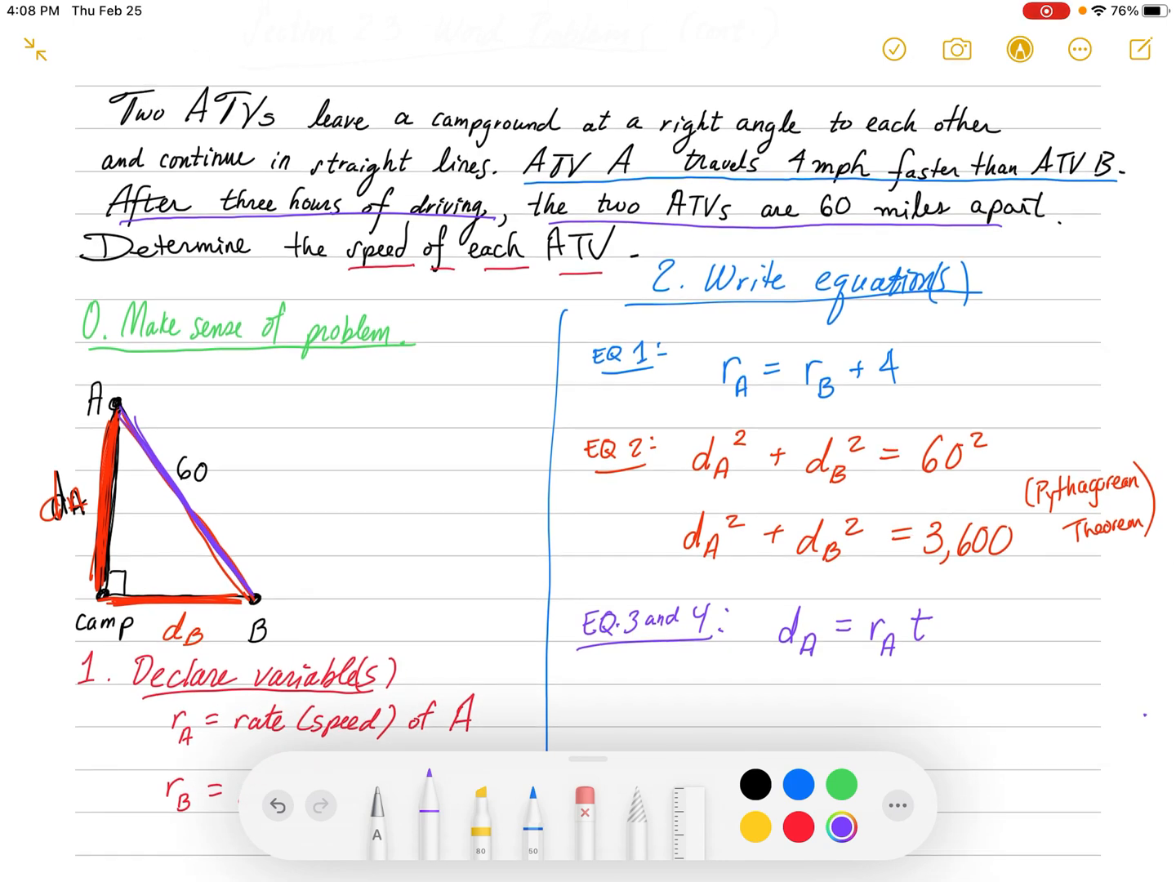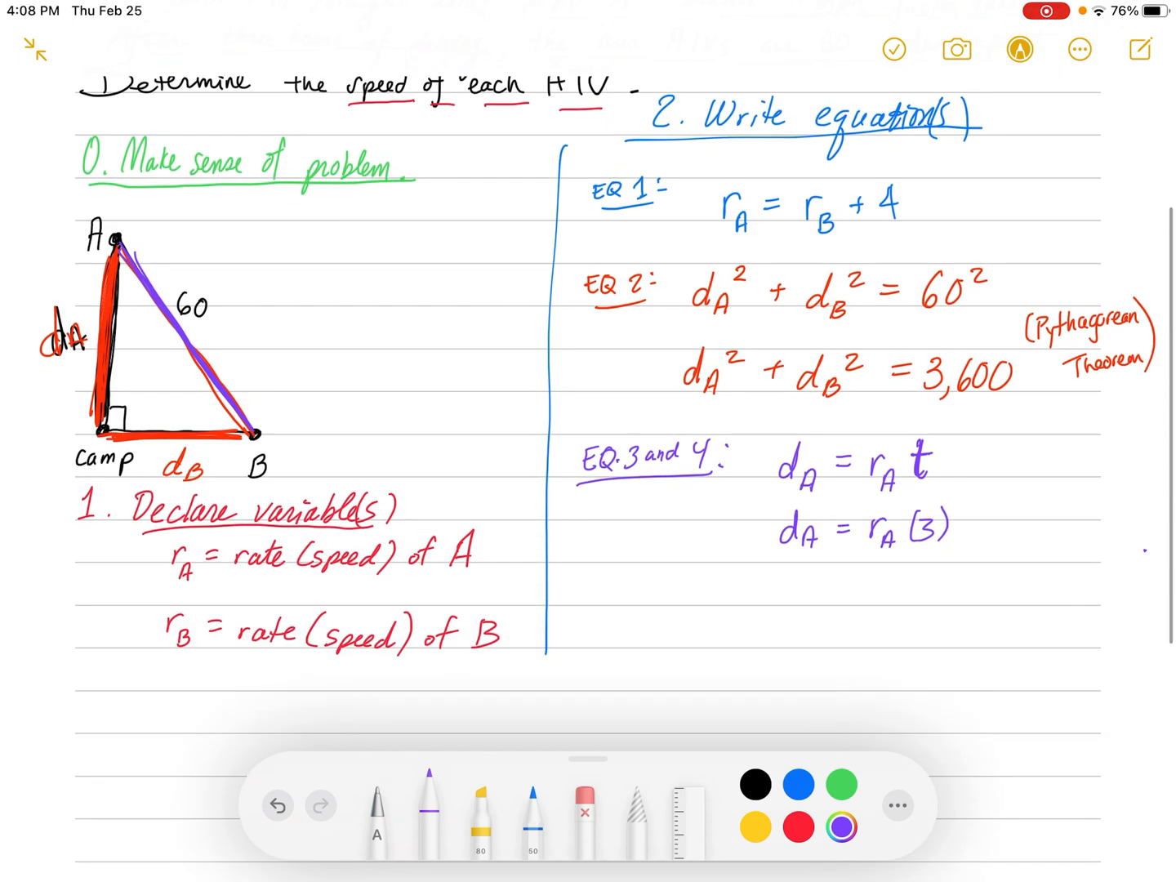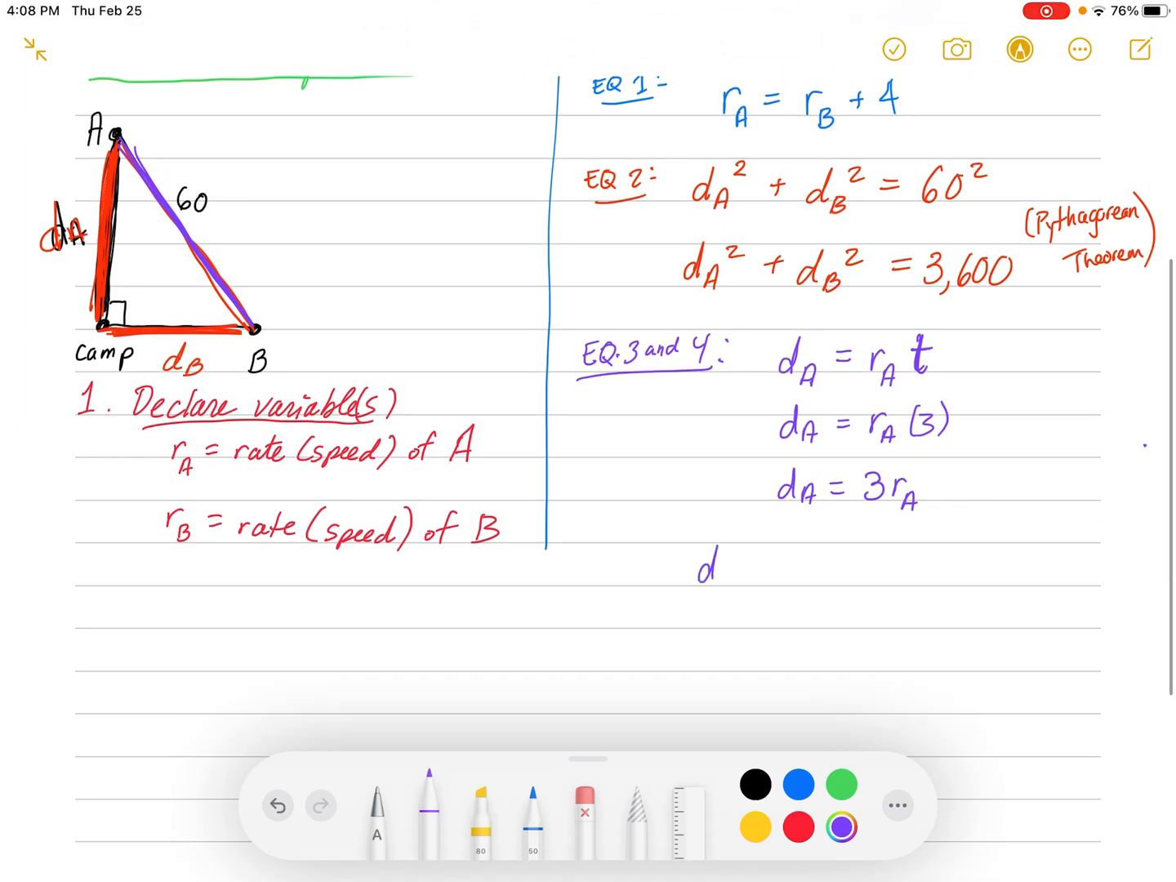Now, how much time does A travel in? It travels in 3 hours. So you can replace this t here with a 3. So you can say that the distance of A is RA times 3. Or in other words, the distance of A is 3RA. And similar for B, you can do the same thing with B.